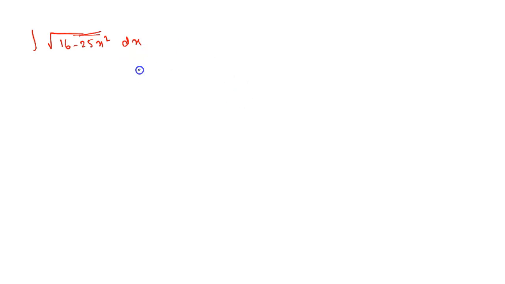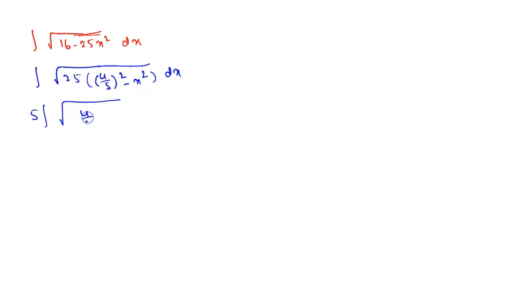So here what I am doing in the question, first I am taking 25 common. So if you take 25 common, 16 can be written as 4 square, right? And 25 is nothing but 5 square. So 4 by 5 whole square minus x square dx. So again I can take 25 out. Root 25 goes to 5 integral root over 4 by 5 whole square minus x square.